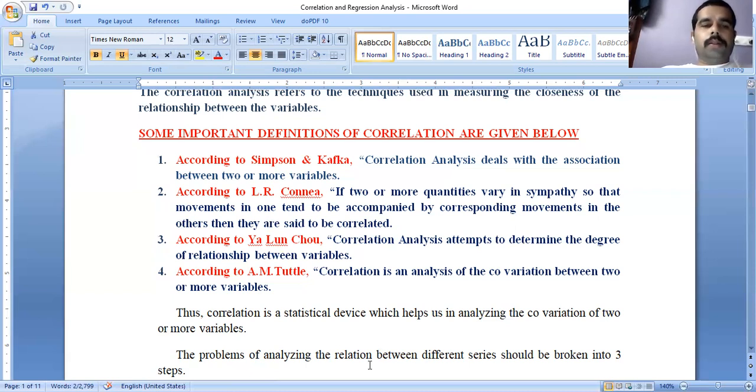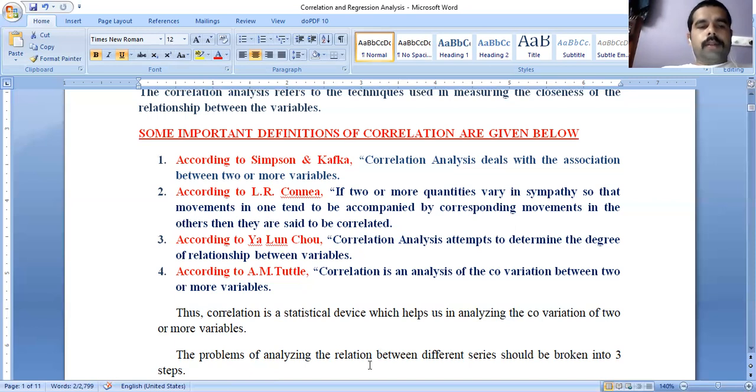According to Ya Lun Chou, correlation analysis attempts to determine the degree of relationship between variables. Then the next author, according to A.M. Tuttle, correlation is an analysis of covariation between two or more variables. All these authors say that there is an association or a degree of relationship between two or more variables. That is the common concept here, you have to observe carefully.